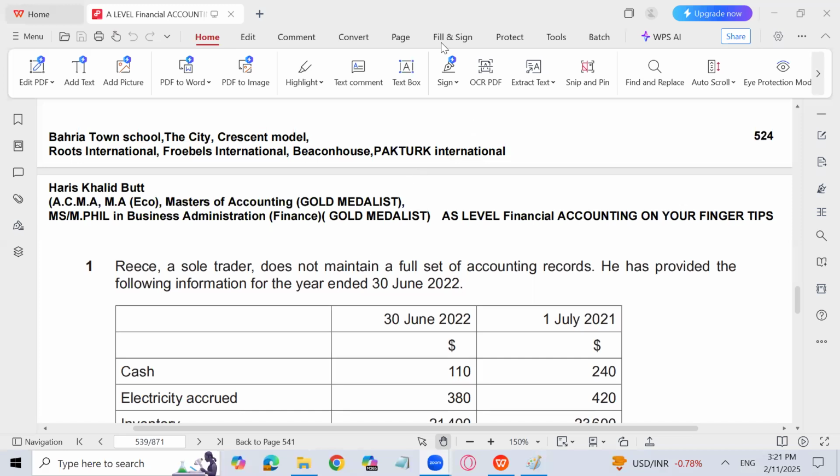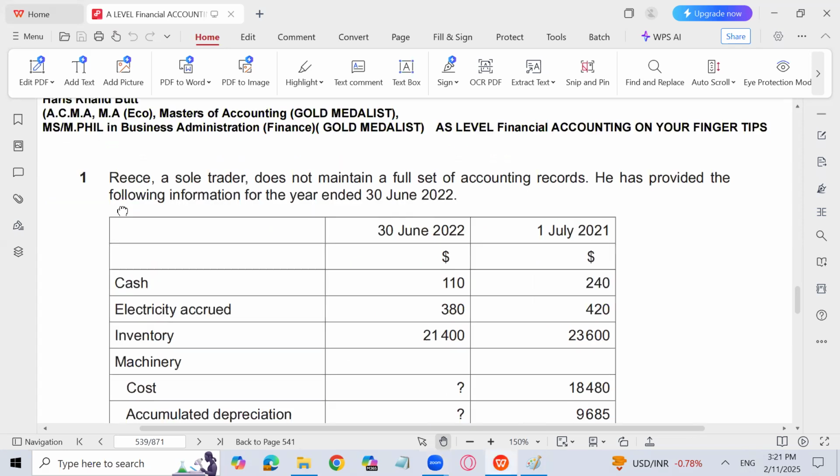So this is your teacher Haris Bhatt, and we are basically solving a question of incomplete records from AS accounting. Let's see how we are going to solve this question.